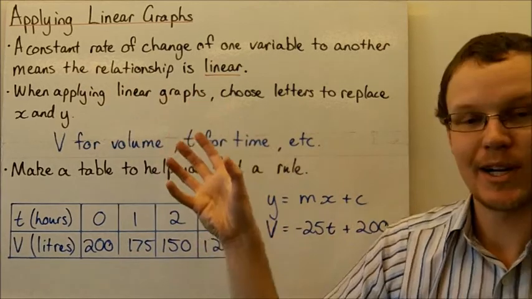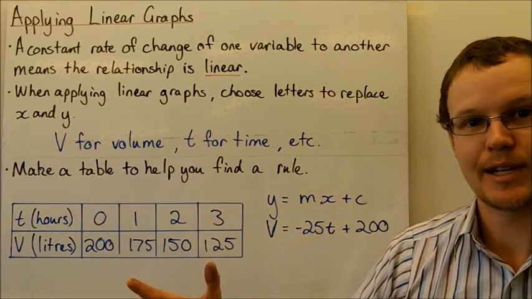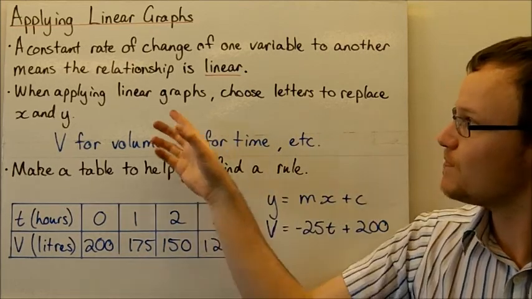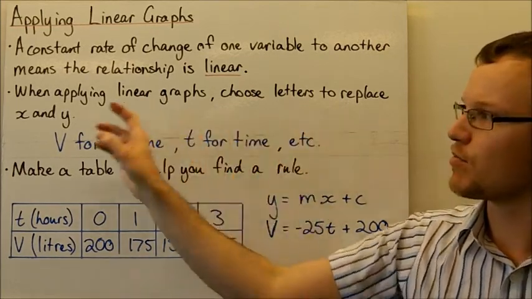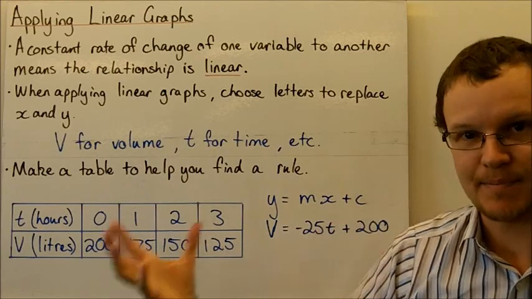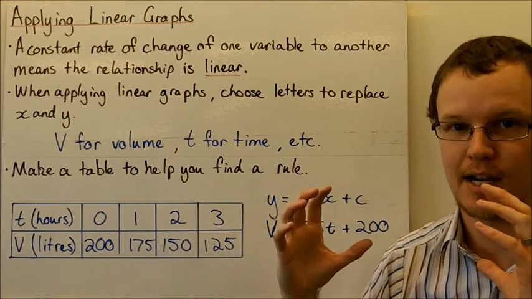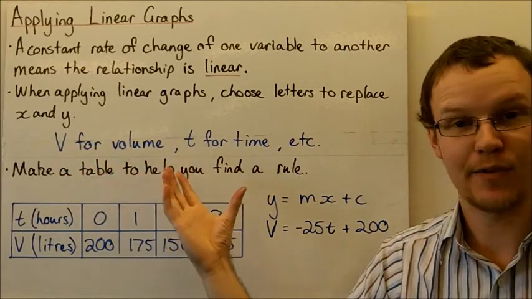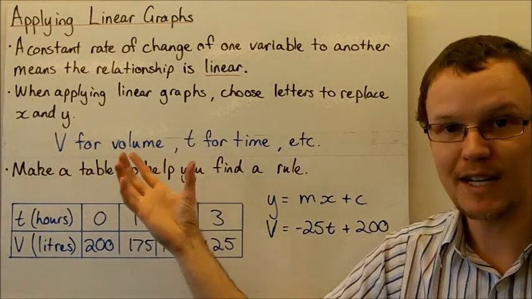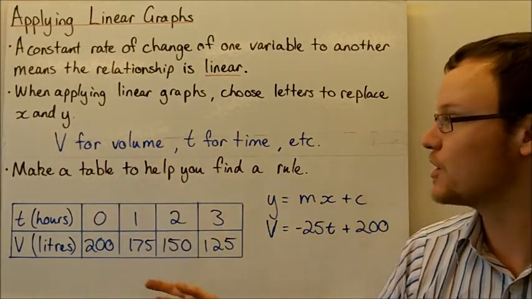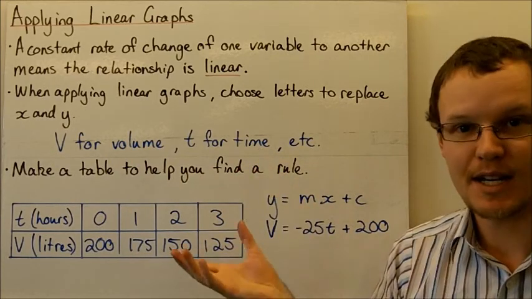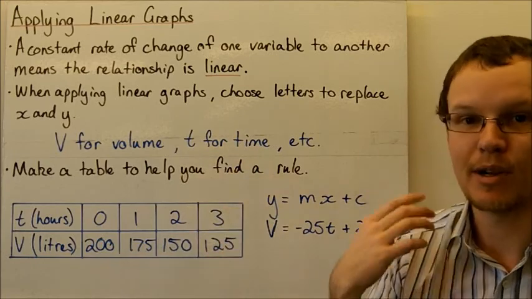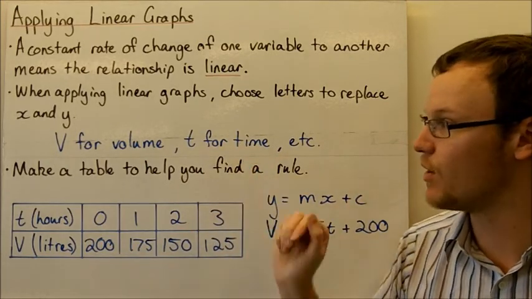When we are creating our own linear graphs and applying them to an everyday situation, we can choose letters to replace x and y to make meaning from that rule. So if volume was involved, we could choose V to replace volume. If time was part of our relationship, we could use t to replace time.